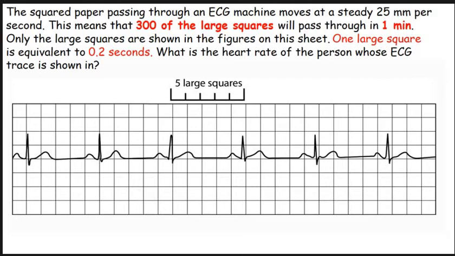This is a short video looking at ECG questions. 4 questions for you. So on this one here, we can see that we've got the paper that's passed through an ECG machine, and it tells you in the stem of the question here, 25 mm per second.